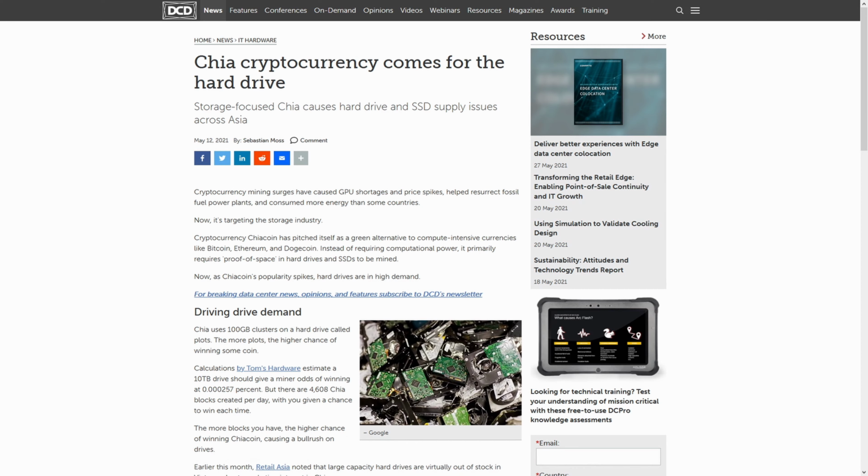And there are tons and tons of different coins out there that use different types of algorithms to mine coins. One of them that stirred up a lot of drama and news is a coin called Chia that actually uses hard drive space in order to mine the coin using a system called proof of space. And this led to shortages in tons and tons of hard drives and SSDs. So there are tons of different coins out there with different algorithms that try to mine in different ways. Not everything is mined on GPUs.